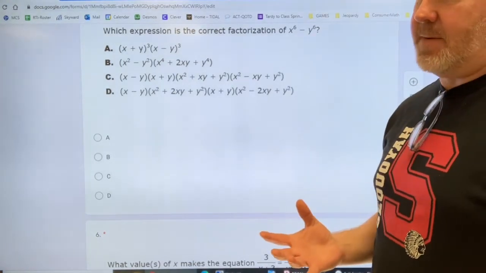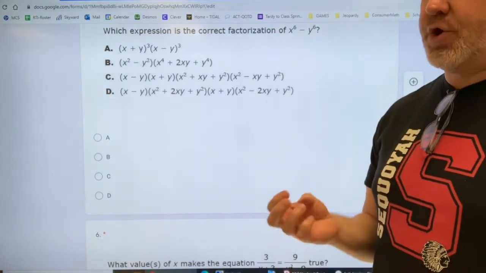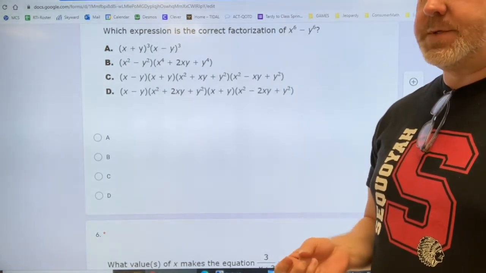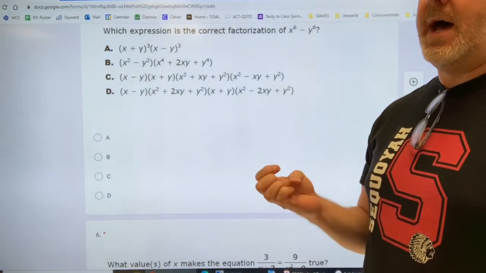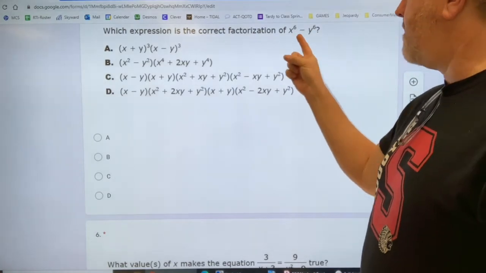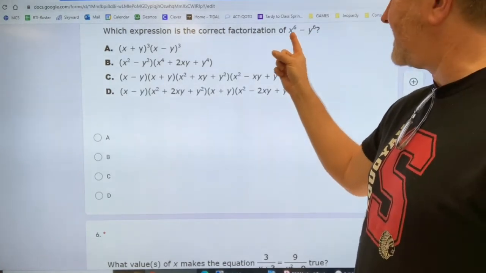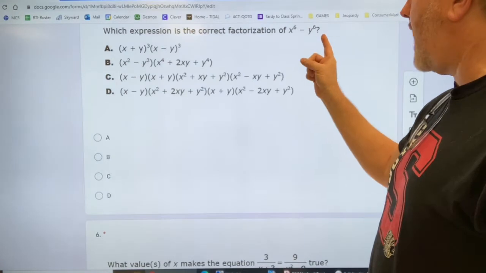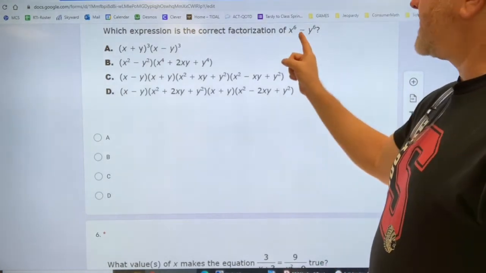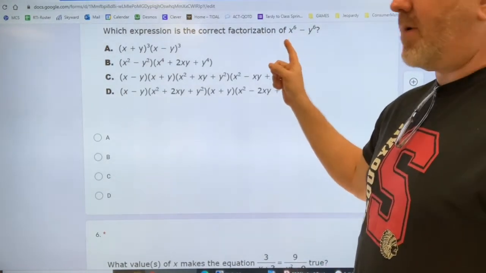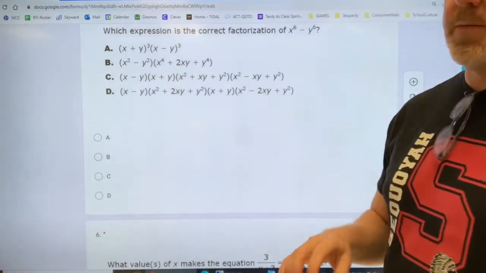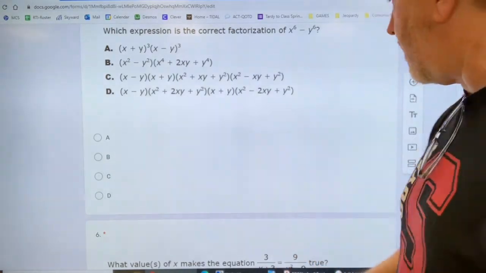Now that sounds like a lot of different things. It could sound like difference of cubes, or it could sound like difference of squares. Both of these are cubes. That's x squared cubed. That's y squared cubed. But that's also x to the 3rd squared and y to the 3rd squared. So let's start with difference of squares first.